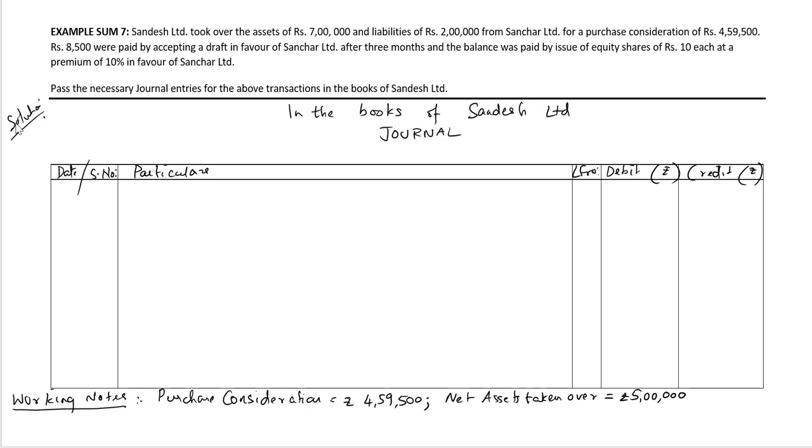So the amount credited to capital reserve account is equal to 5 lakh rupees minus 4,59,500 rupees. This comes up to rupees 40,500.